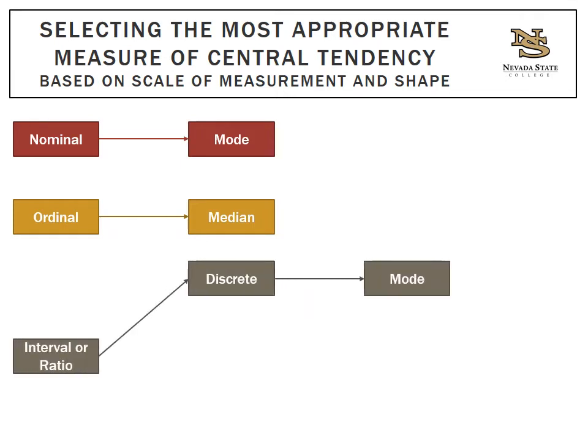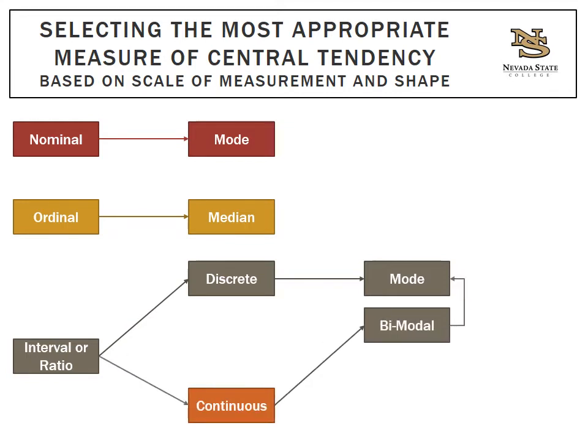If you have interval or ratio data, so data that's truly numeric, not only tells you the direction of differences, but the magnitude or the quantity associated with those differences, right? True numeric values, but they're discrete, meaning that you cannot have a fraction or a decimal. So like number of children, number of cars, things like that, then you go with the mode. If you have interval or ratio data that is continuous, but is bimodal or multimodal, where there's tons of peaks there that are meaningful, you still go with the mode.